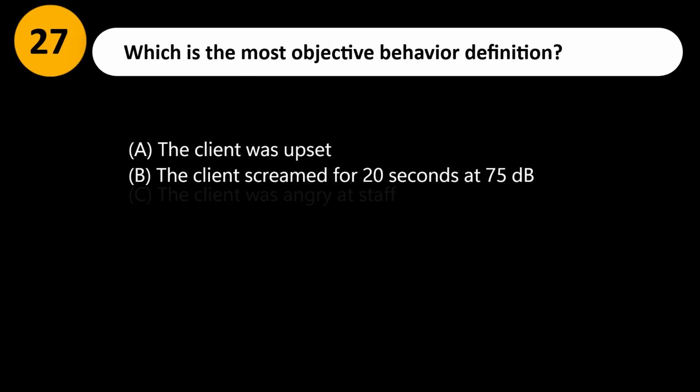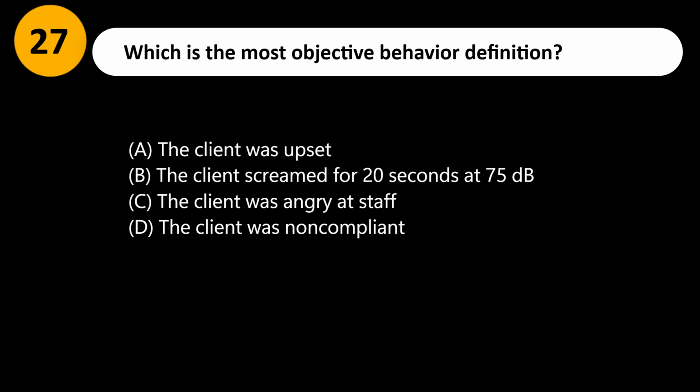Which is the most objective behavior definition? A. The client was upset. B. The client screamed for 20 seconds at 75 dB. C. The client was angry at staff. D. The client was non-compliant.